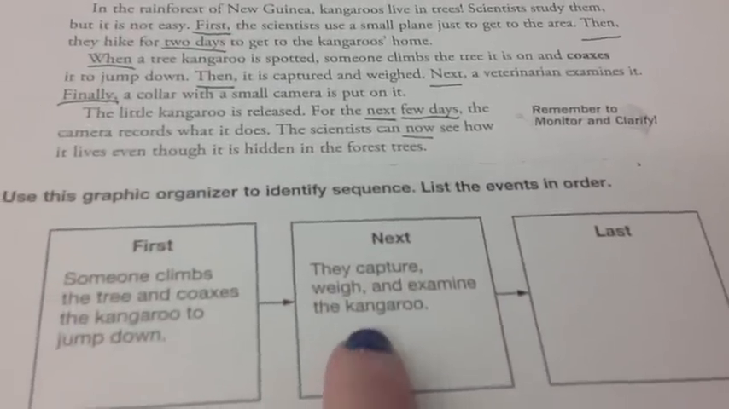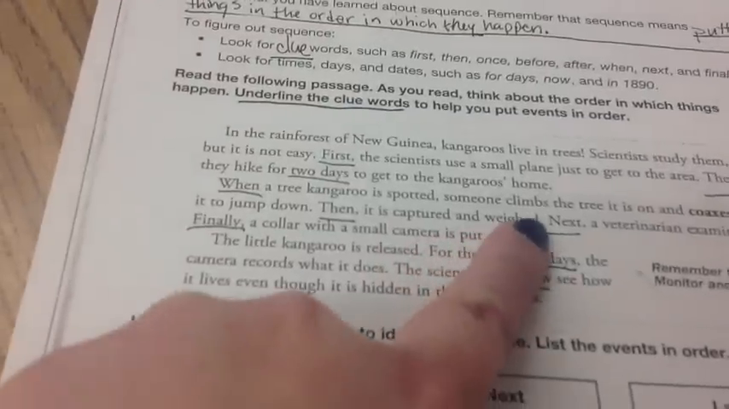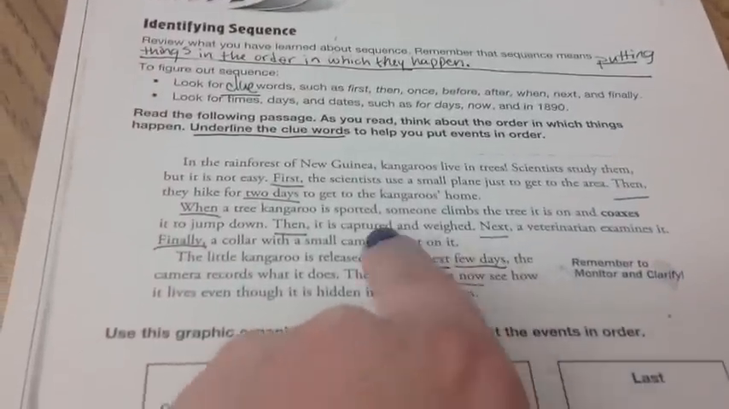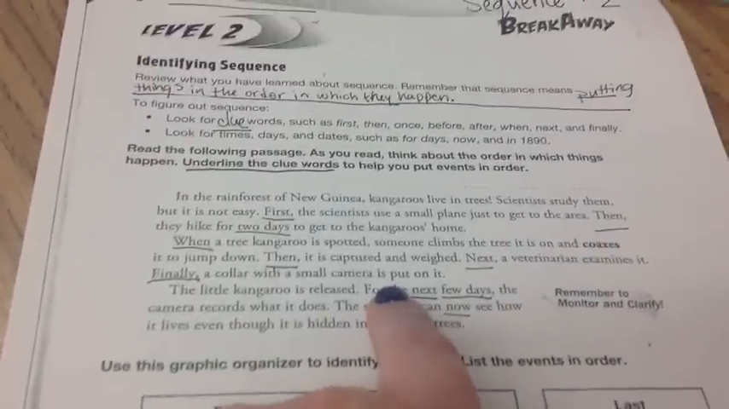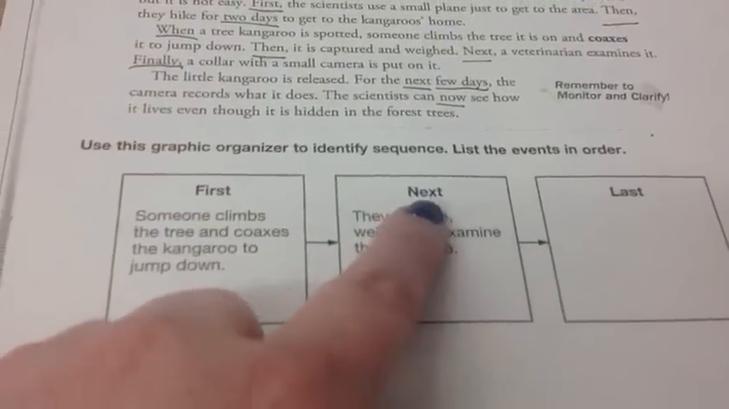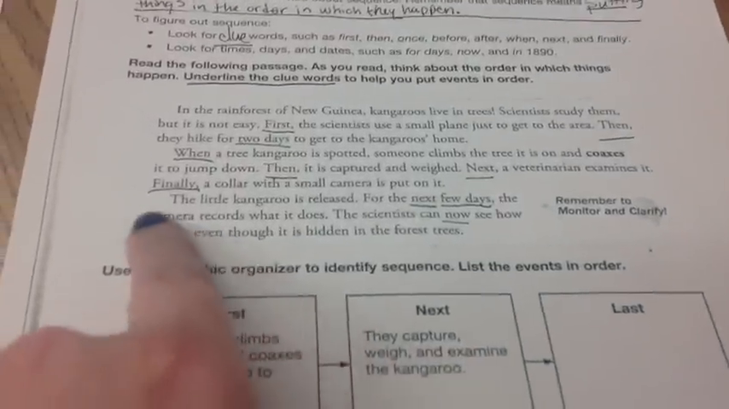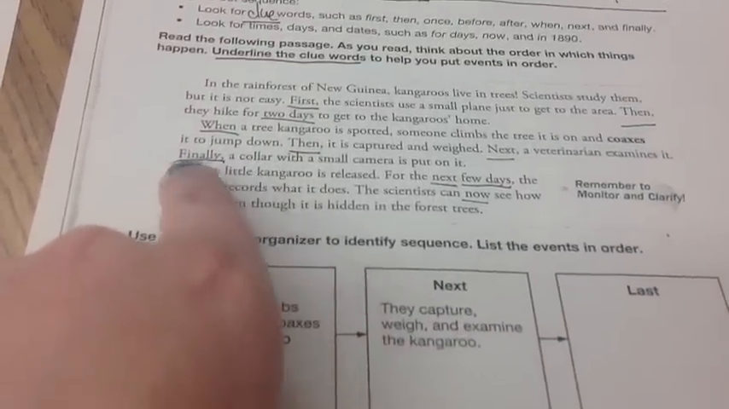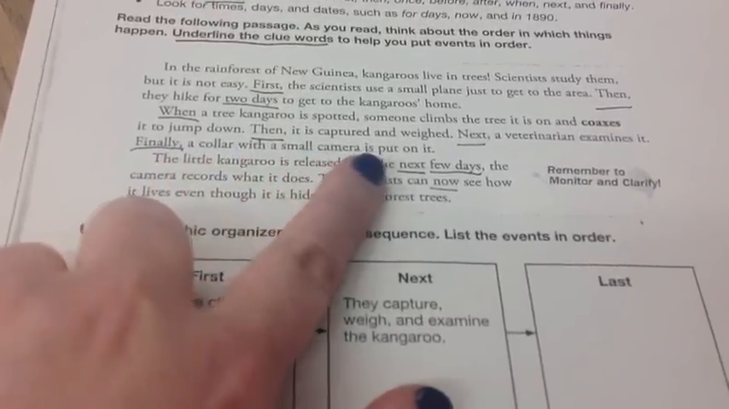Then what happens? They capture and weigh and examine the kangaroo. Let's look for that. It says, then it is captured and weighed. Then it says, last, what happens next after it's captured and weighed? It says, a veterinarian examines it. Finally, a collar with a small camera is put on it. That's why, because they combine these two, captured, weighed, and examined. Okay, so I'm glad I noticed that clue word finally to let me know that that's what was going to be last, because finally does mean last. So it says, finally, a collar with a small camera is put on it.